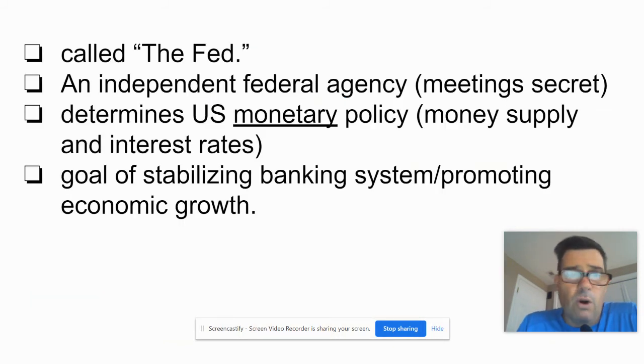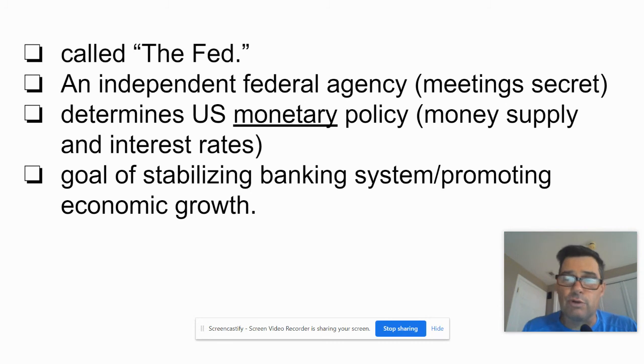The goal is stabilizing the banking system and promoting economic growth, but not too fast a growth, because if it goes too fast, then you might have a crash, like the late 1920s. But not too slow, because too slow might not mean enough job growth. So there's this balance that they're trying to make all the time, and it's not perfect at all.